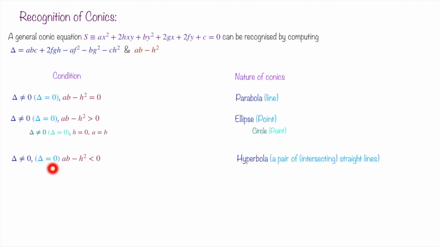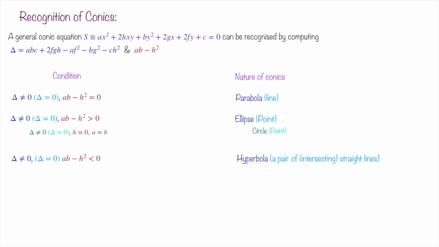But when delta equal to 0 and ab minus h square is negative, you get a degenerate case of hyperbola, which is a pair of intersecting straight lines. So this is how, by computing these two quantities, delta and ab minus h square, we can actually decide the nature of the conic.